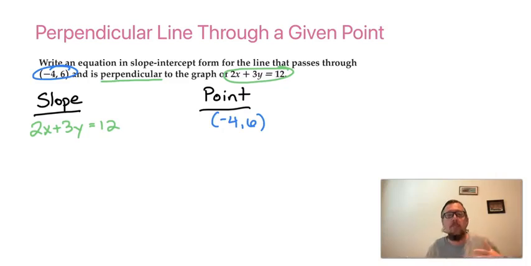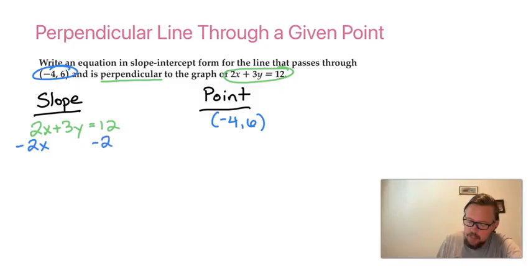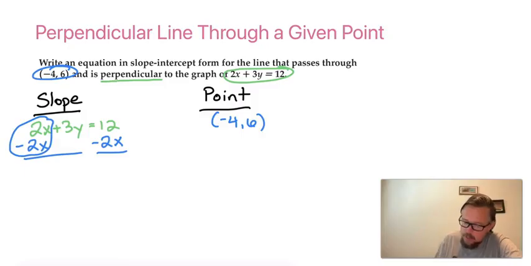So in order to find the slope, it needs to be in slope-intercept form. So that's step one, is to put this equation into slope-intercept form. So let's do that first. So let's subtract 2x on both sides. Okay, 2x minus 2x cancels. This is the subtraction property of equality.